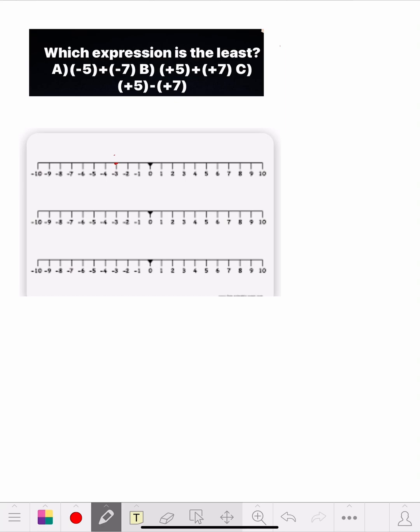So the first one is a -5 plus a -7, okay? So, hey, let's solve that one. I'm going to put a dot on the -5. Now we're going to move to the negative side because a negative plus a negative is a negative. So we're still moving to the negative side, okay? So, hey, we're going to go over 7. Let's see where we end up. 1, 2, 3, 4, 5, 6, 7. We're going to end up at -12, okay?